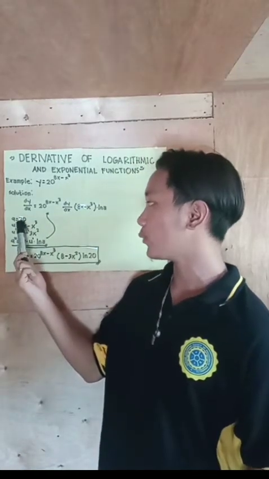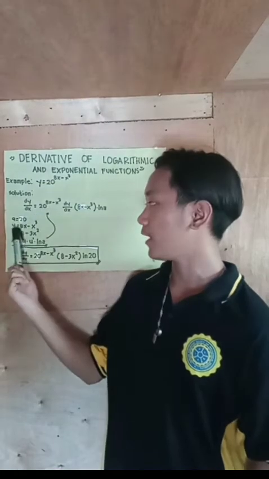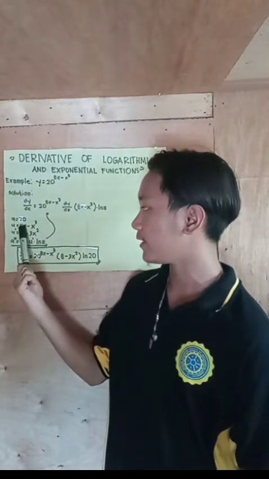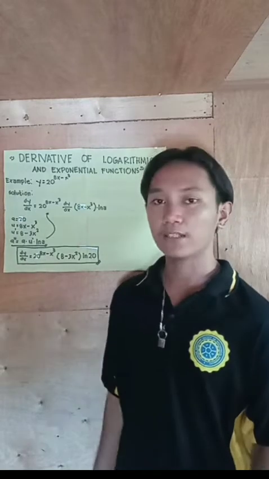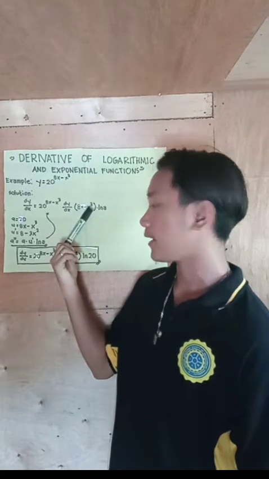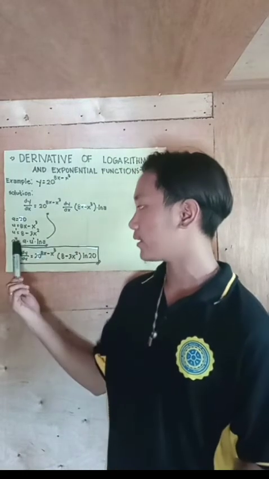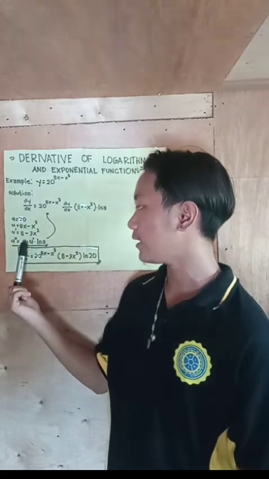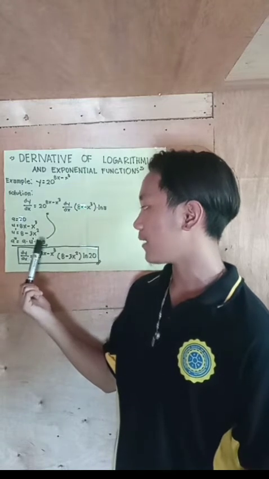So, ang atong A is 20, the base number. Ang U is the exponent, 8x minus x cube. Ang atong u prime is the derivative of 8x minus x cube. And ang atong formula is: the derivative of A to the U equals A to the U times U prime times ln A.